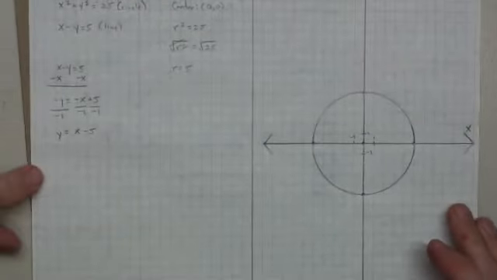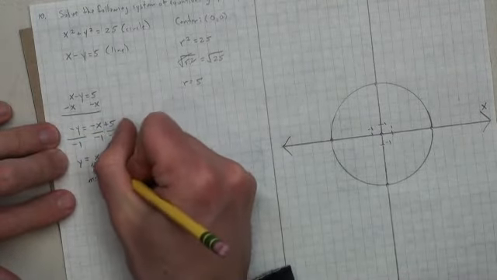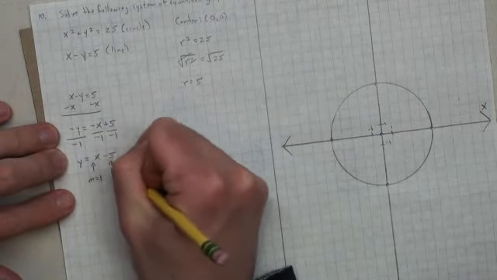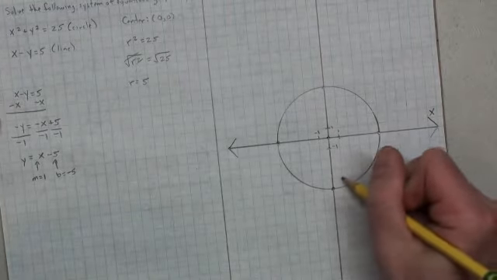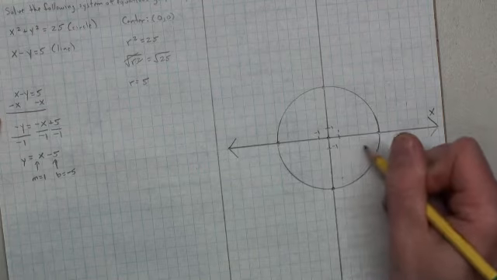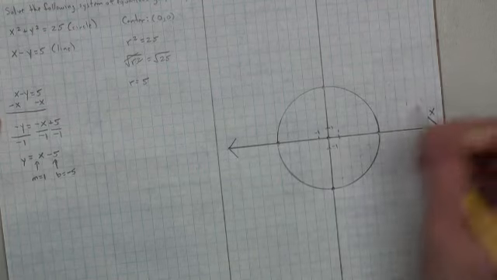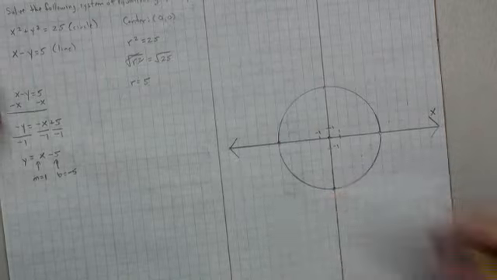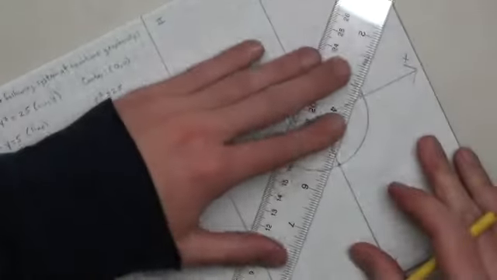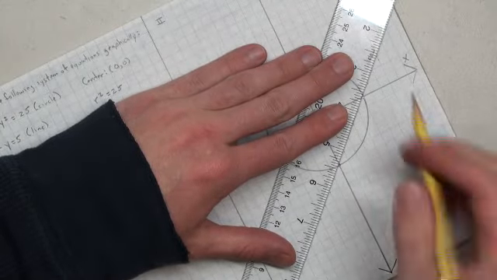And now let me graph my line. My slope is 1, and my y-intercept is negative 5. So I go to negative 5, and I go up 1 over 1, up 1 over 1, all the way, and then I also go down 1 to the left 1, down 1 to the left 1. And I can see that my line is going to cross this circle twice.